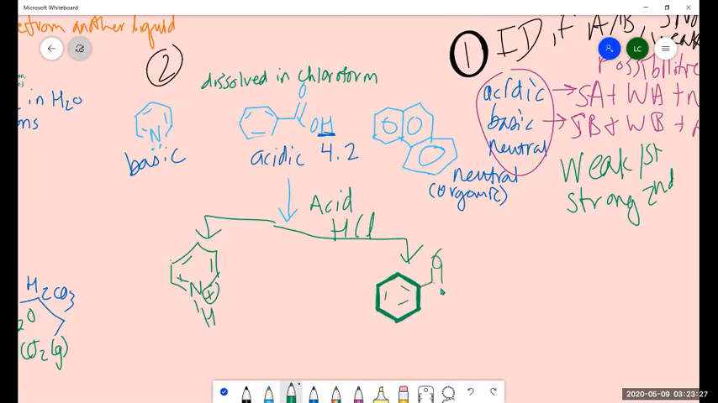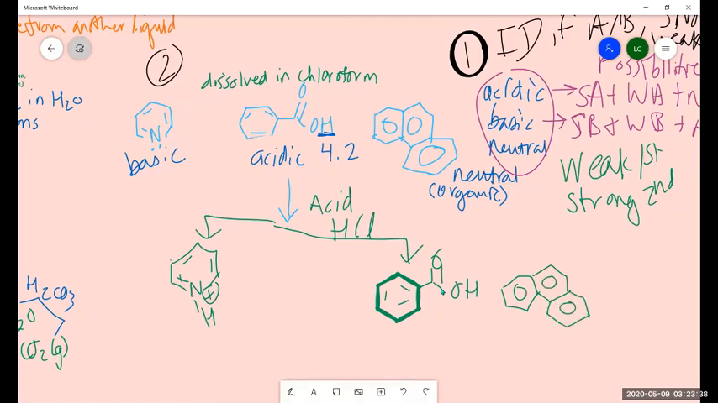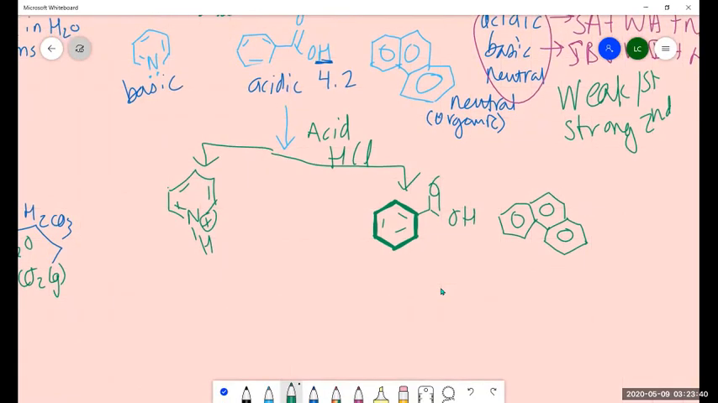You still have benzoic acid. Adding acid to acid does nothing. And you still have phenanthrene here. And so once you have the acidic conditions, you can see this is protonated. Oh, and also it's a counter ion, so just Cl minus.